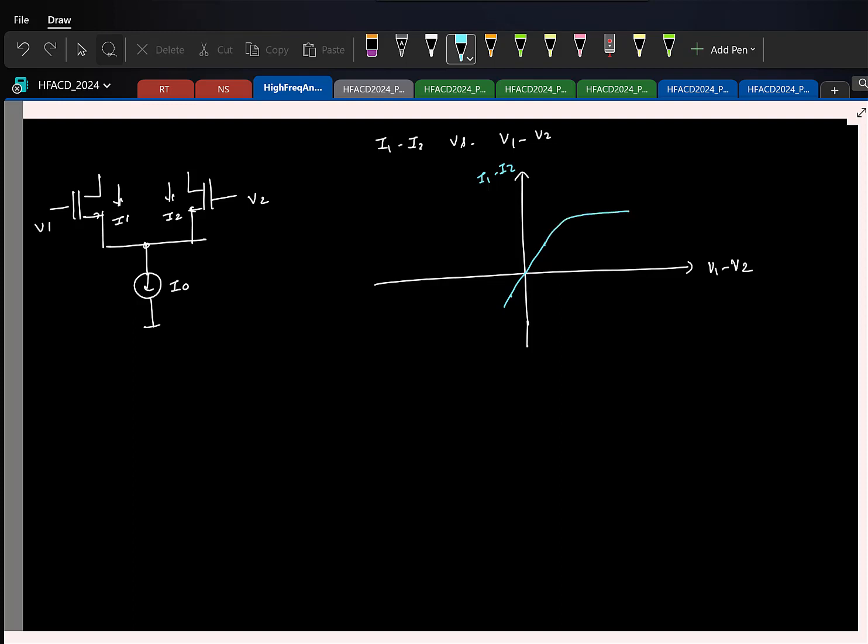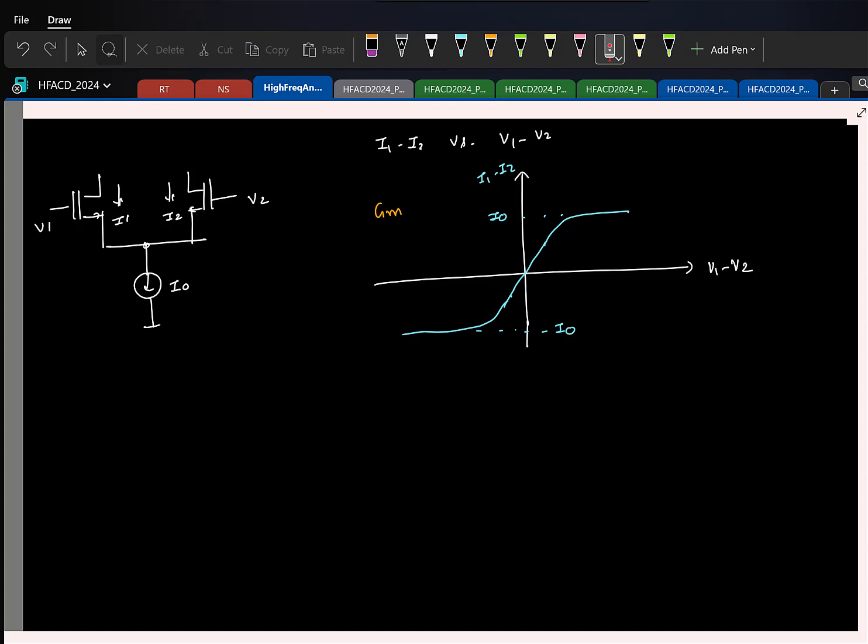After some point it saturates to I0. On the other side it saturates to minus I0. So on top of this, if I plot the short circuit GM, it is essentially the derivative of this, right? That's all. So if I plot the derivative of this, how do you think that will look?